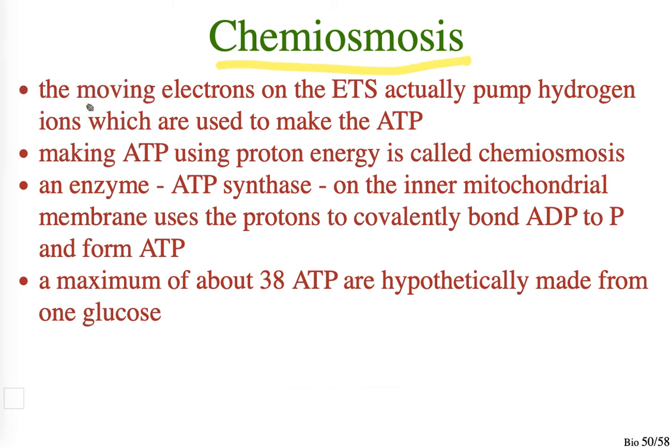Chemiosmosis is where the protons are used by ATP synthase to form ATP. The most ATP you get out of a single glucose is about 38, and about 32 of them come from chemiosmosis. So out of every 38 ATP that you make, 32 of them are from the process of chemiosmosis, which is happening on the inner membrane of the mitochondria.